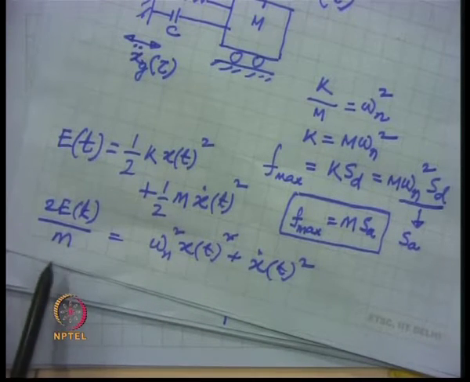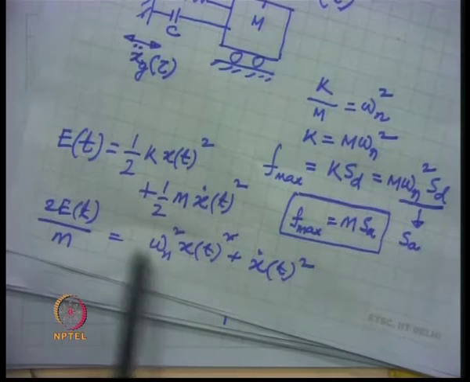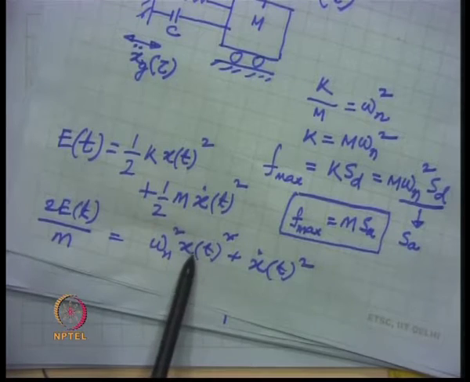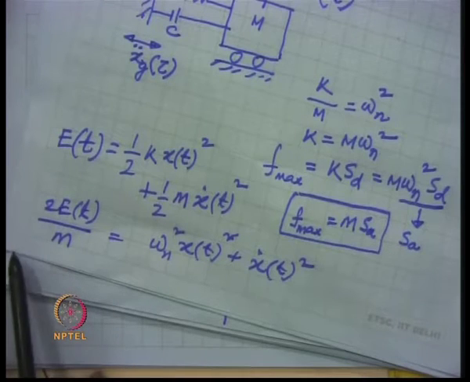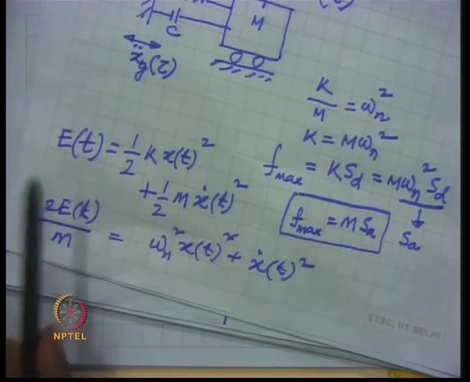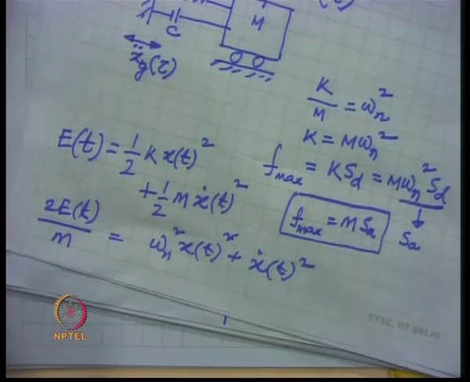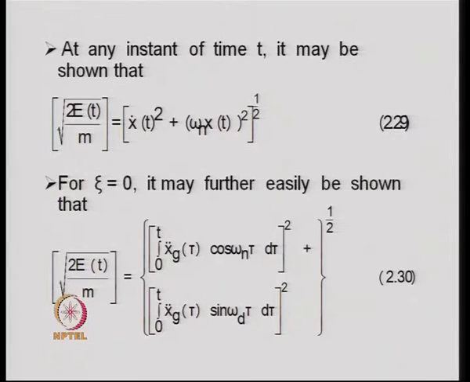So, for a given single degree of freedom system, at every instant of time t, if we know the displacement and the velocity, then we can easily obtain this quantity twice E t by m, and the square root of that is obtained for every instant of time t. The maximum value of that is plotted against omega n for a given damping ratio xi. The plot in fact can also be obtained against the time period rather than omega n.